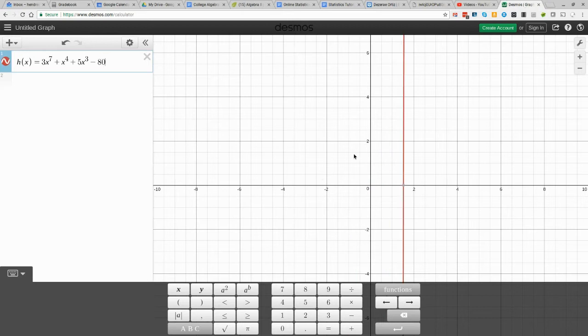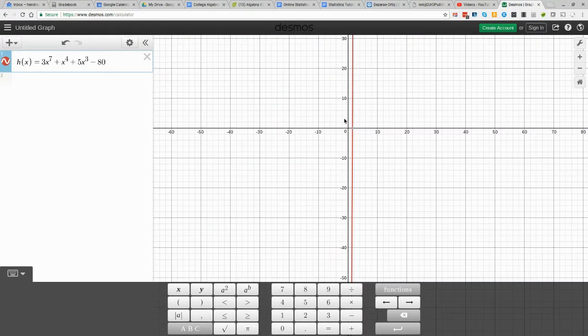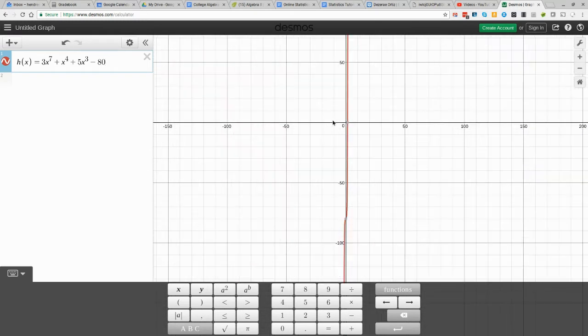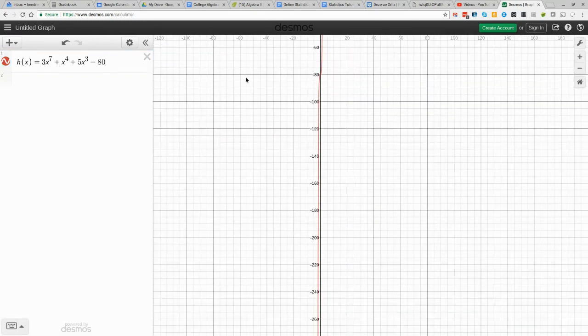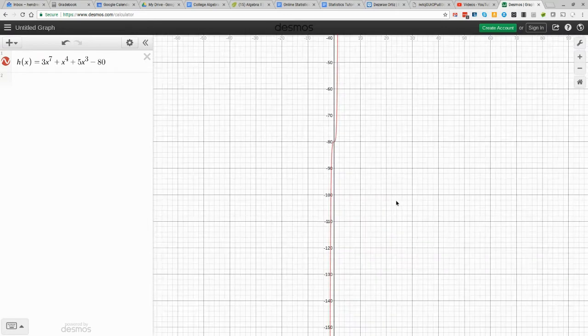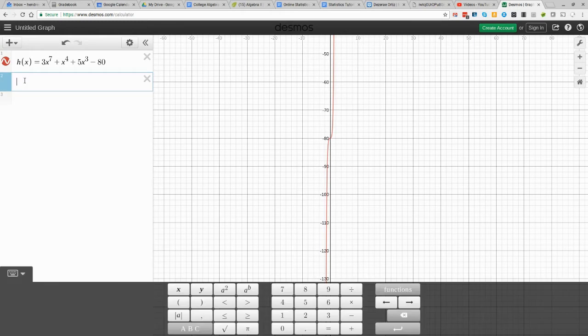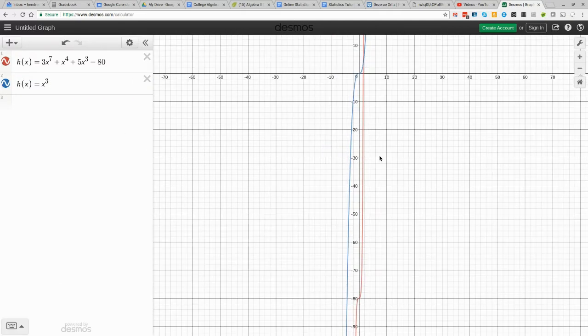Okay, and now this looks like a line. That shouldn't really. There we go. Now this can be a little tricky because the y-intercept for the function is so low here. But essentially this looks just like a cubic function. Here's a cubic function, the one in blue, right?